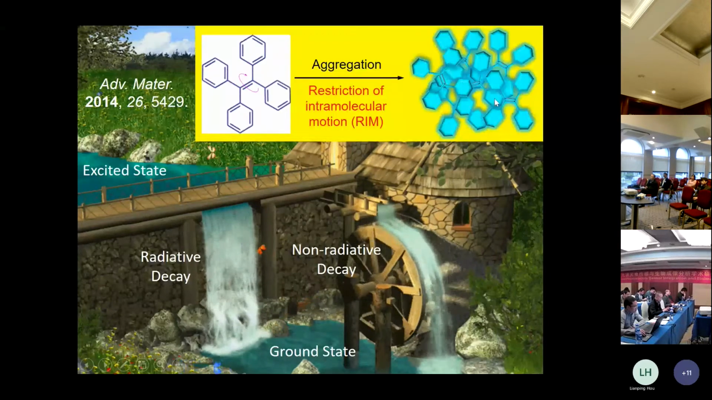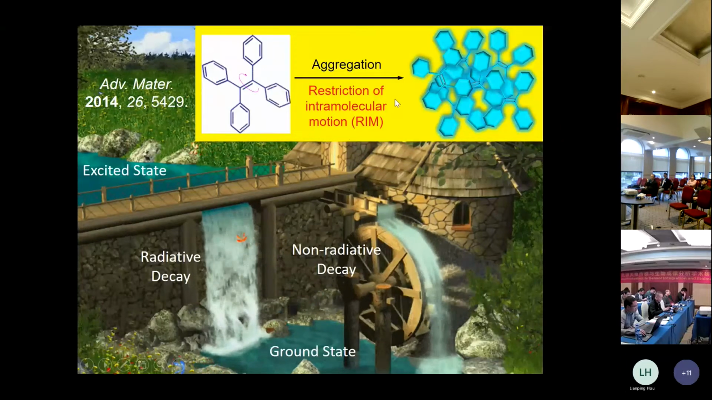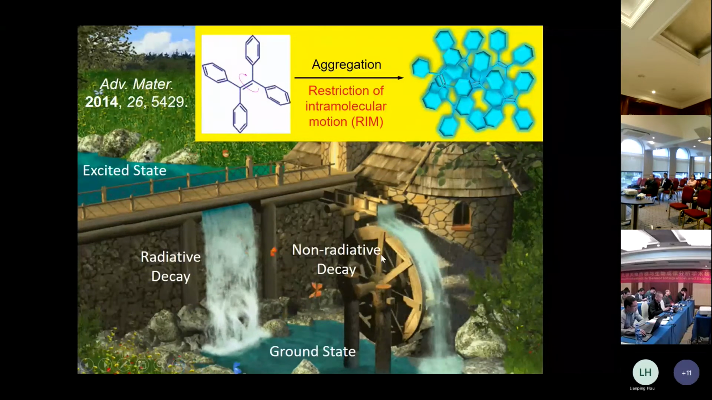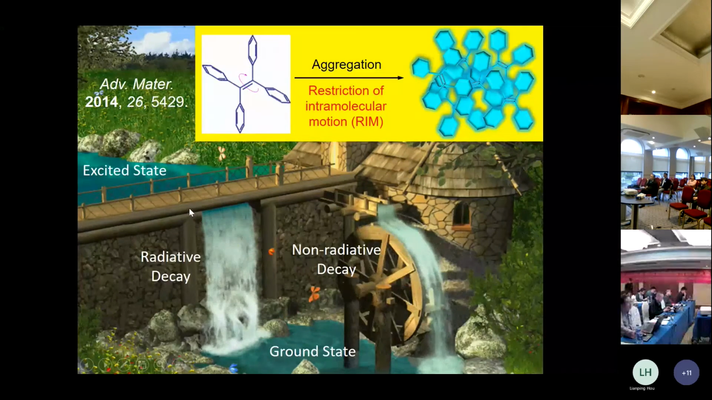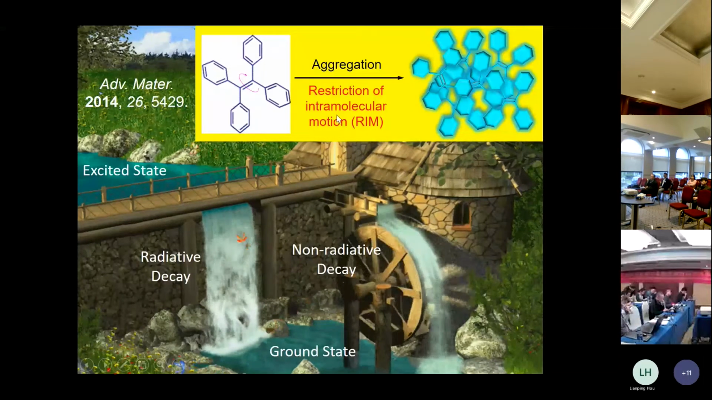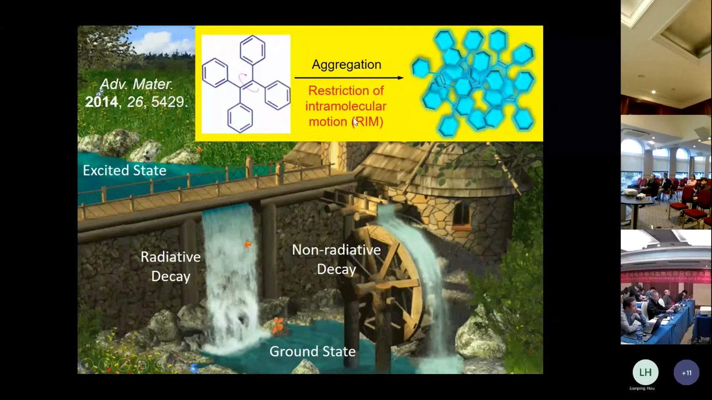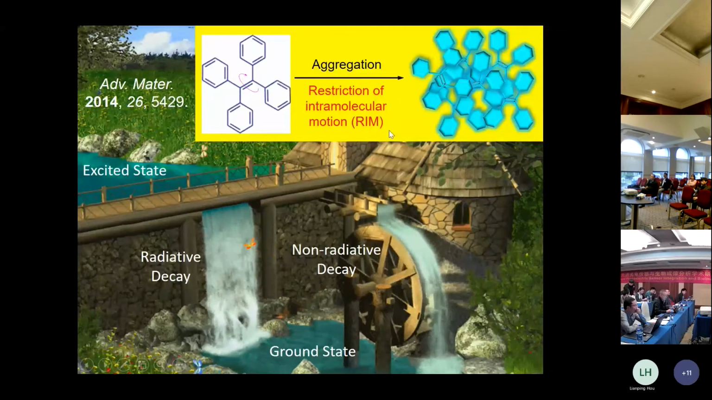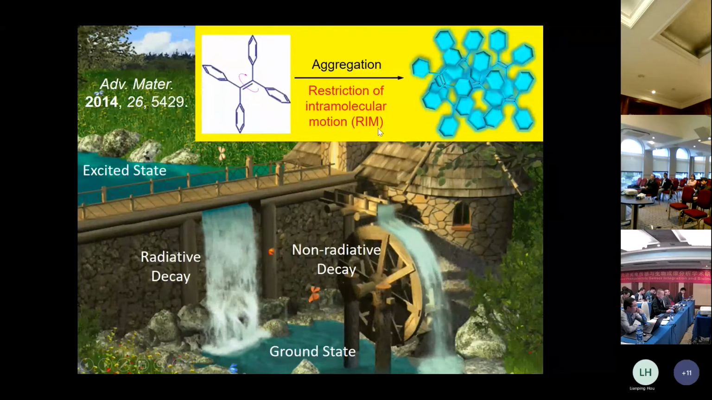However, when the molecules are aggregated, this kind of molecular motion becomes difficult. That means you block this channel, the molecule will come back from this pathway, so you will see very strong emission. So here basically it is the restriction of intramolecular motion, or RIM, that is responsible for the AIE phenomena we have observed.